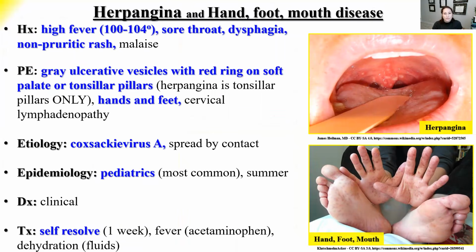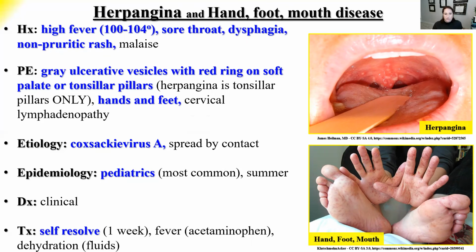Herpangina, or hand, foot, and mouth disease. Herpangina is a disease that only affects the mouth, whereas hand, foot, and mouth affects the hand, foot, and the mouth. Both of these will start off with a high fever, 100 to 104, sore throat, dysphagia, trouble swallowing, because look at that picture. I'm sure that that hurts that person to swallow. A non-pruritic rash, gray ulcerative vesicles with a red ring on the soft palate or tonsillar pillars. That's an important physical exam descriptor right there.